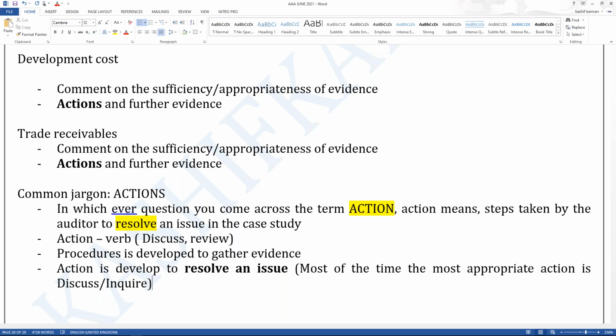So what is the examiner asking in the question from March 20? Comment on the adequacy of the evidence, actions, and further evidence. So action is taken to resolve an issue. Most of the time, the most common action is to discuss with management, because without discussing with management, can you resolve an issue? Without discussing with Rider's finance director, can you change the accounting treatment of the government grant? No. So do you believe you need to take an action?